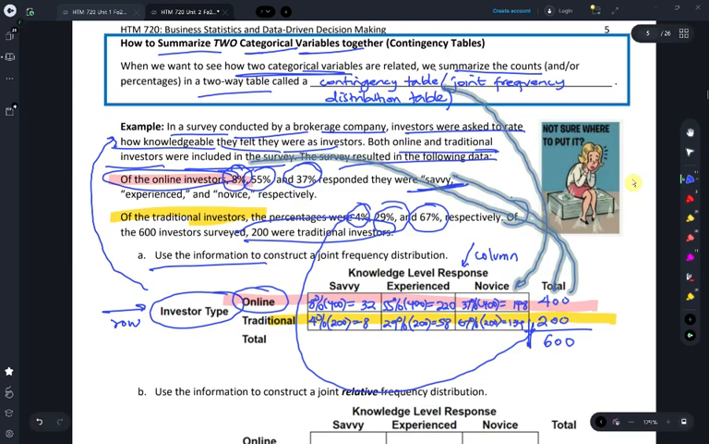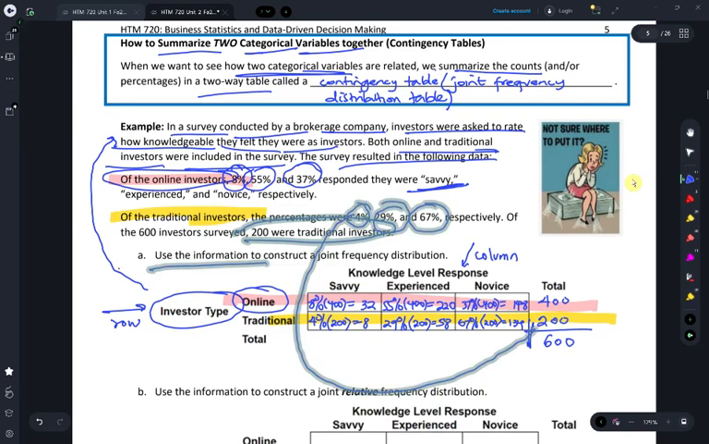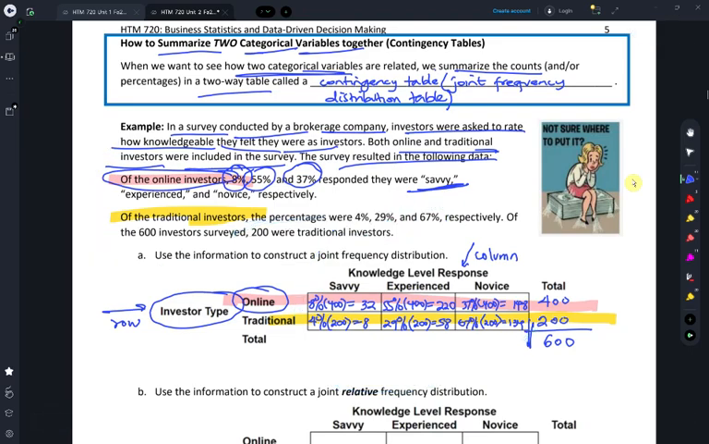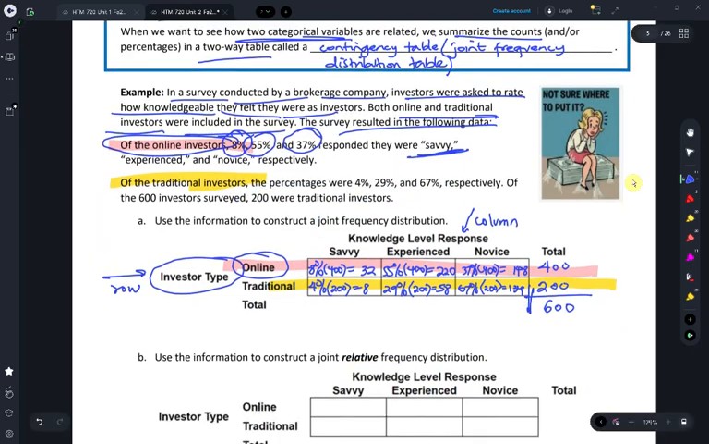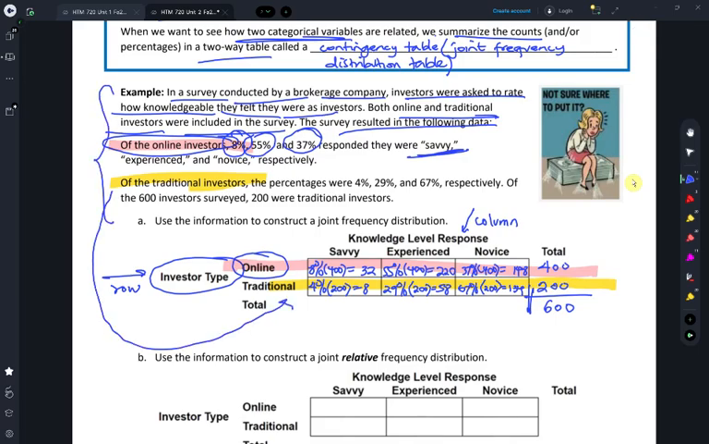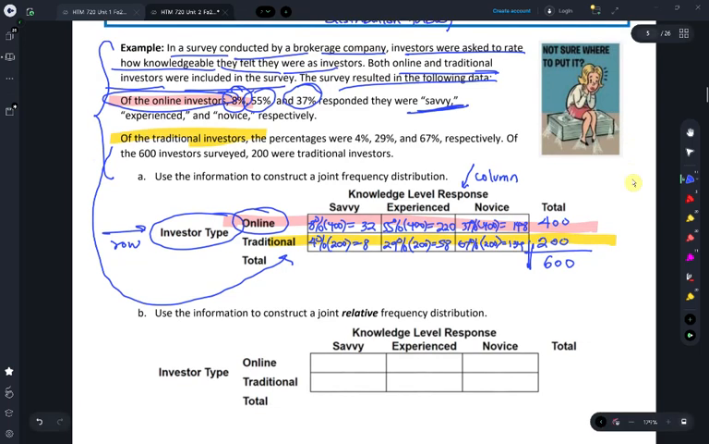Let me go ahead and erase some of this. Okay. And at the end of the day, we have summarized this information using a joint frequency distribution table or a contingency table.